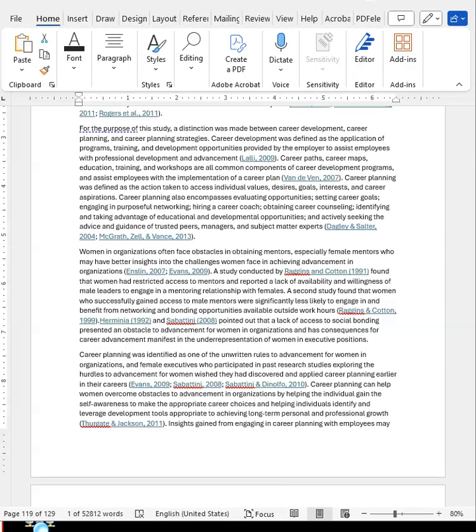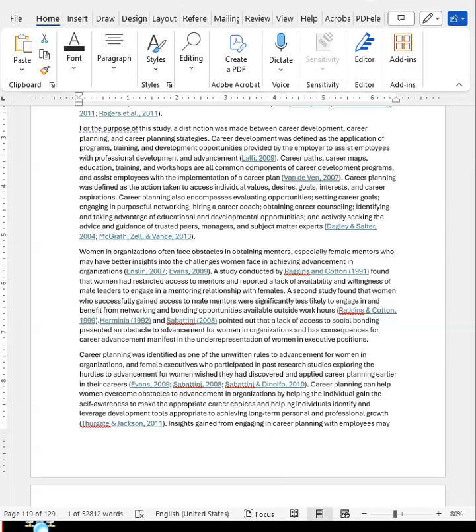Career planning was identified as one of the unwritten rules to advancement for women in organizations, and female executives who participated in past research studies exploring the hurdles to advancement for women wished they had discovered and applied career planning earlier in their careers. Evans, 2009, Sabatini, 2008, Sabatini and Dinalfo, 2010.